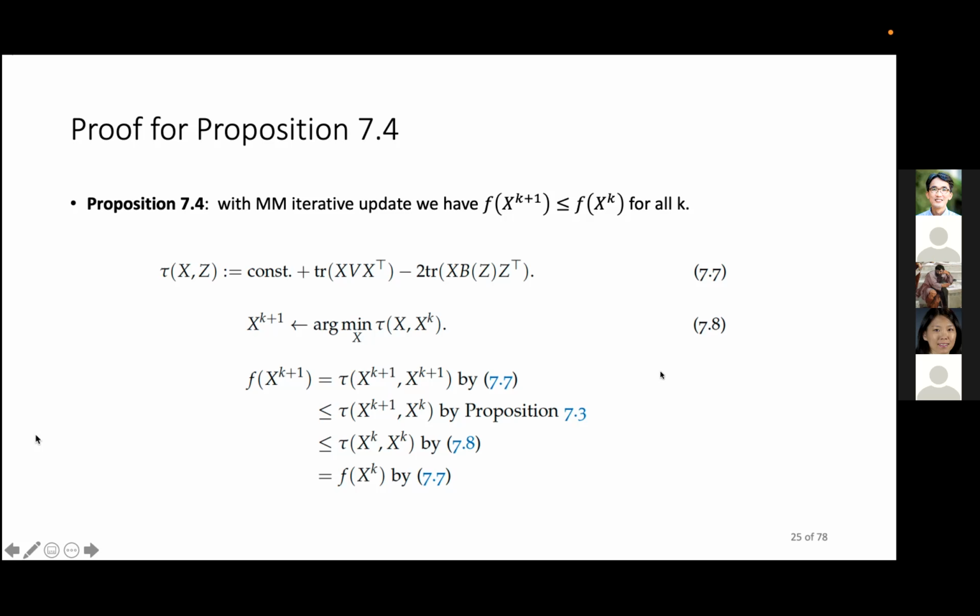And then by 7.8, which is our second step, we are finding the argmin. So by definition, it is less than or equal to this one. And then by definition of our objective, we rewrite it as f of xk. So that's the whole process for proving proposition 7.4. Anything not clear about this one?